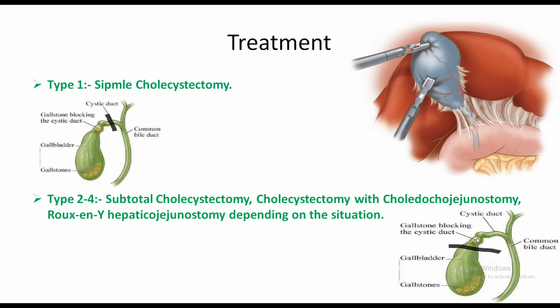So the gallbladder is opened, the stone is removed, and if it is meeting with the CBD, the gallbladder is removed partially. I have shown this picture just to make you understand. Otherwise, if this is adhered and the calyx is frozen, in that case the stone is removed and partial cholecystectomy is done. So in type 2 to 4, subtotal cholecystectomy; in type 1, simple cholecystectomy. In type 2 to 4, subtotal cholecystectomy or cholecystectomy with choledochoplasty can be done, or Roux-en-Y hepaticojejunostomy, depending on the situation of the adhesion in the gallbladder.